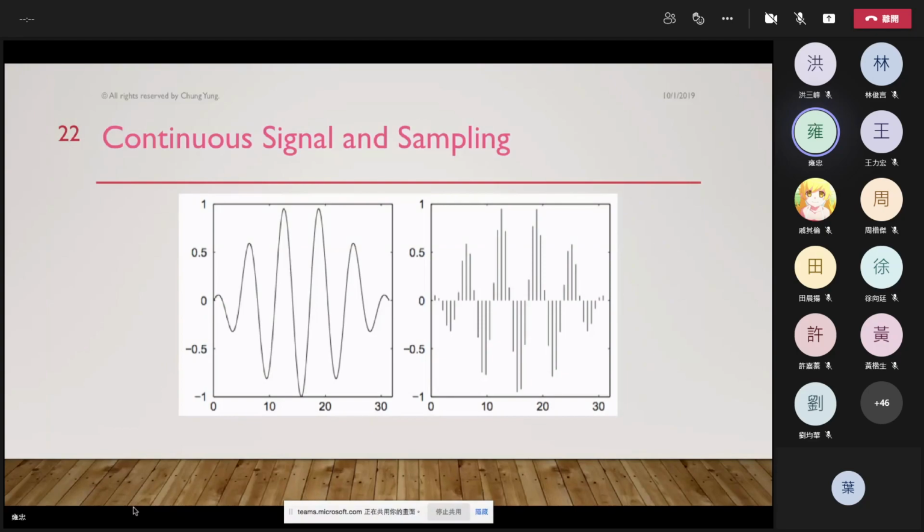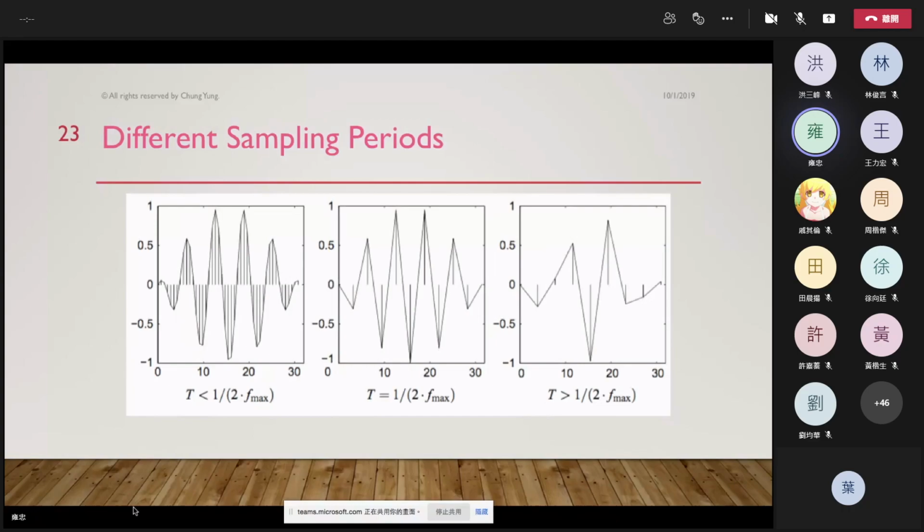We can do the numerical data representation for continuous signal. The technique used is called sampling. The original signal is on the left figure, and we can measure the value in a fixed time interval. So the values we measured are shown in the figure on the right. That's called sampling.